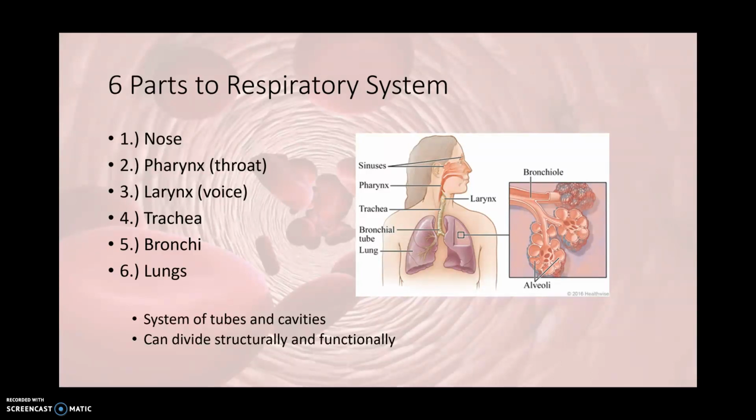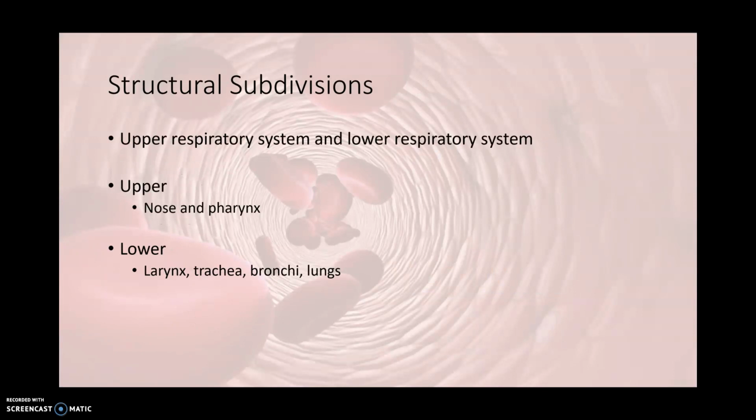We can divide this structurally or functionally. So there's two different types of divisions we can do with our respiratory system. Let's go with structural first. Structural subdivisions we consider an upper respiratory system and a lower respiratory system. Our upper respiratory system would be considered our nose and our pharynx, so our nose and our throat. And then lower respiratory system structurally is our larynx, trachea, bronchi, and lungs.